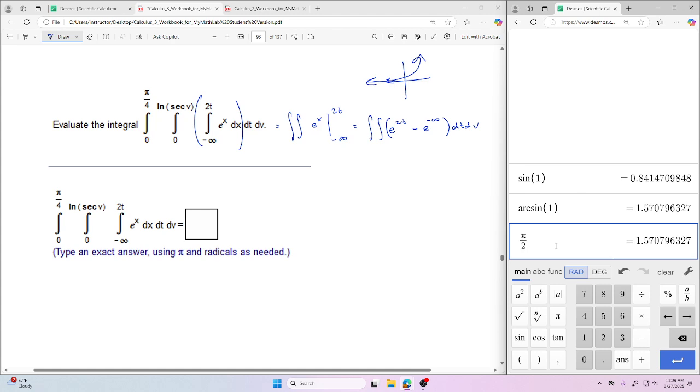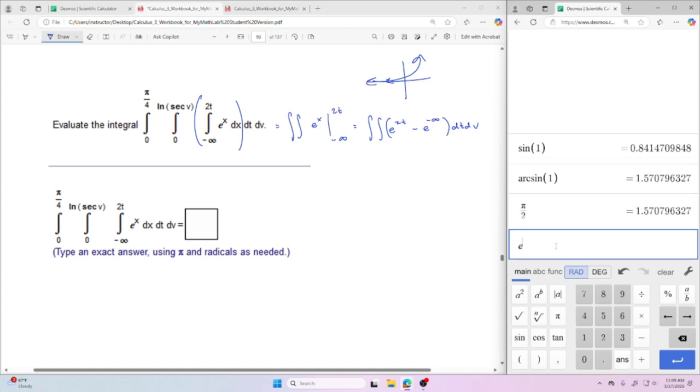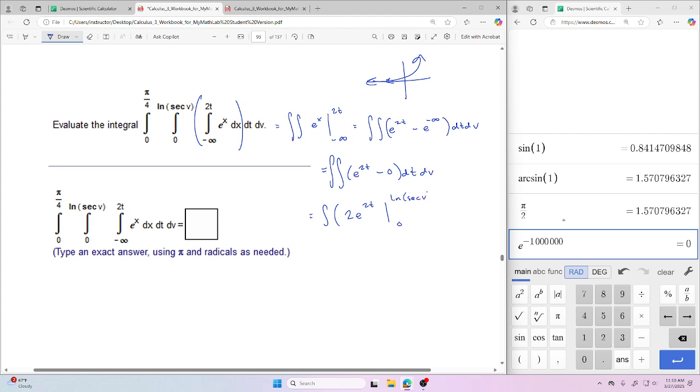But can I use Desmos to help me there? Yes. So you do e negative that, 0. It's so nice when we have Desmos up and here to help us. So now I have to integrate this in terms of t. What do I get there? Very good. Very good. From 0 to ln of stuff.